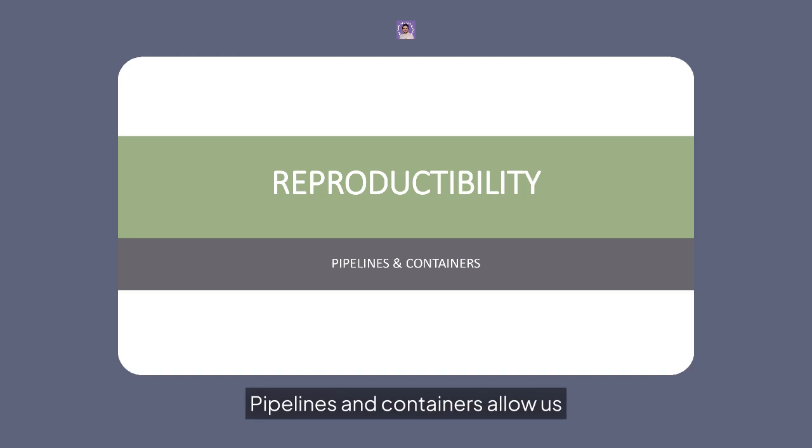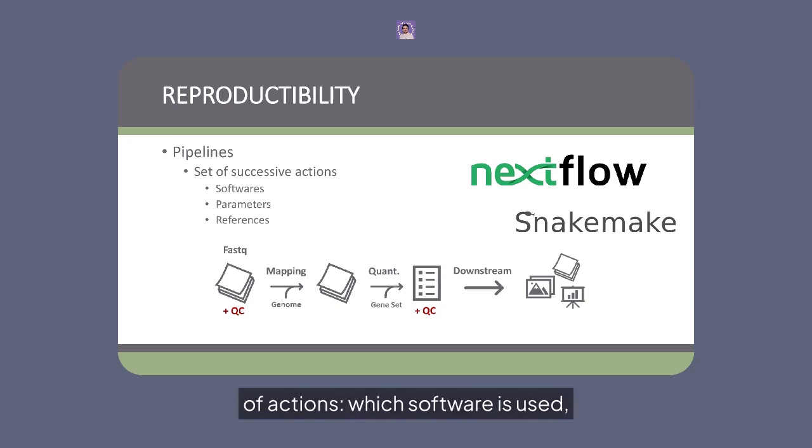Pipelines and containers allow us to capture every step of the analysis so that results can be regenerated later by ourselves or by others, even when computing environments or personnel change over time. A pipeline is a defined sequence of actions: which software is used, with which parameters, and against which reference data.